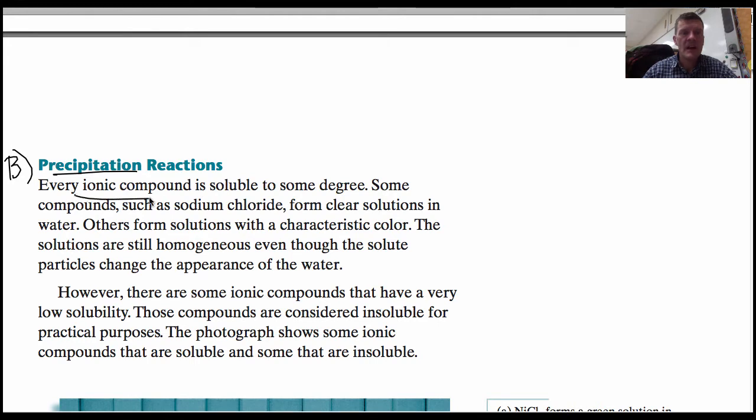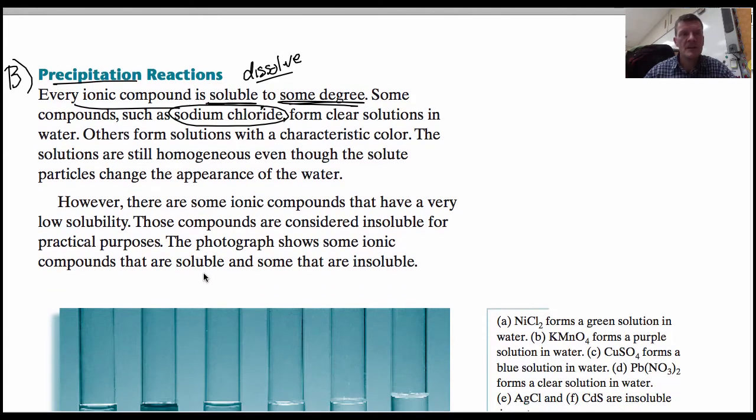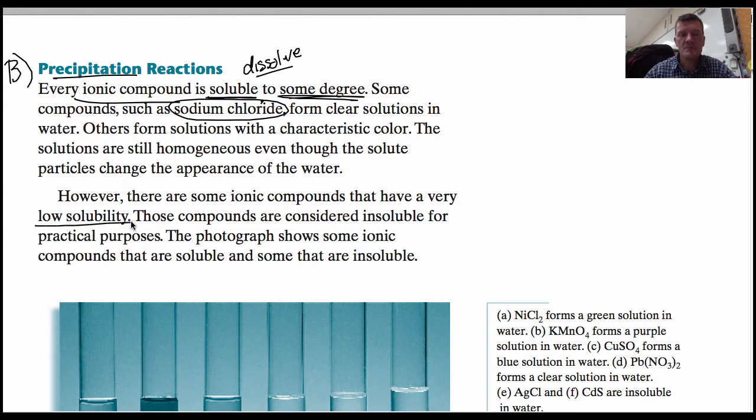Now, ionic compounds are going to dissolve to a different extent. Some of them dissolve very well, others don't dissolve well at all. So they're going to be soluble, meaning they dissolve to some degree, some very well, some very poorly. Okay? Sodium chloride, for example, is very soluble. But then there are others that are not very soluble. Okay? They would have a low solubility. In fact, what we say is that they are insoluble if they don't dissolve very well.